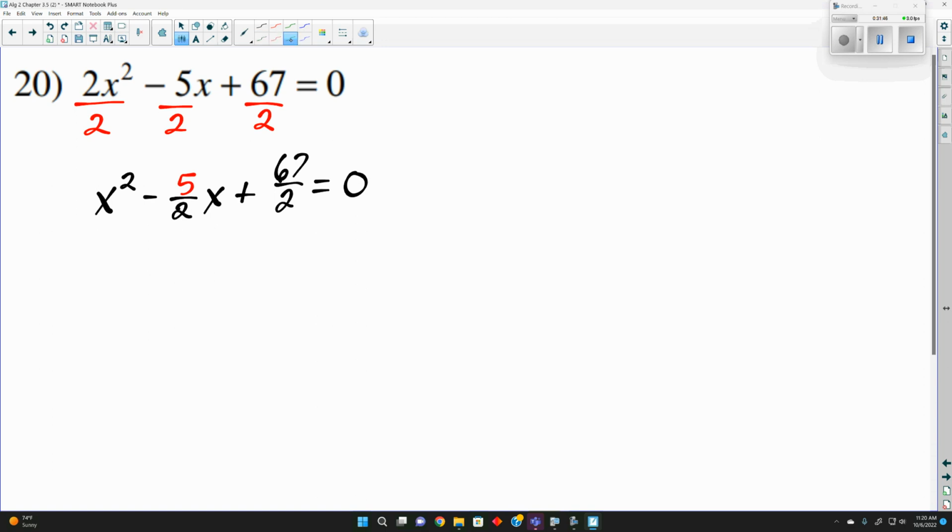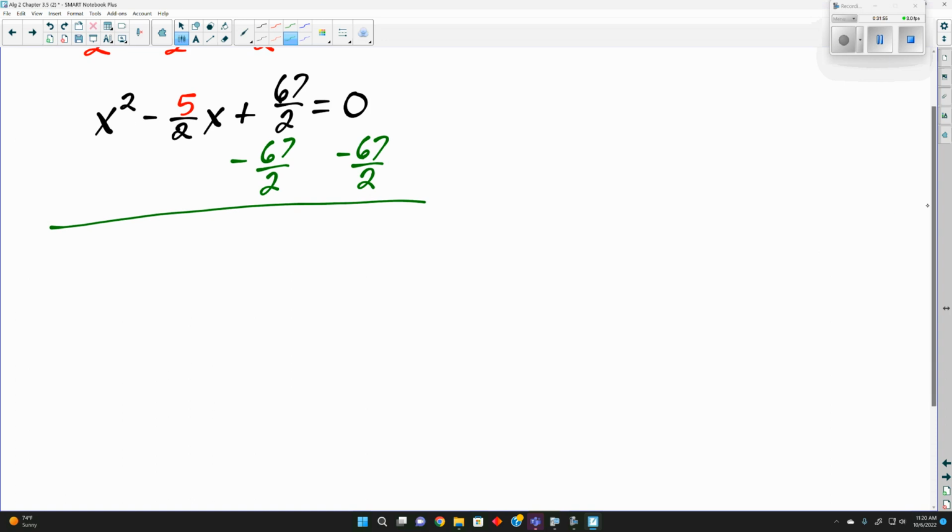Now, it still brings us to the same step 2. We get the constant term by itself. So we would subtract 67/2 from both sides. Notice we have x squared minus 5/2 x plus blank equals negative 67/2 plus blank. So this is still the same steps we've done so far. We have fractions now. We have numbers that don't look as nice, but the process hasn't changed.